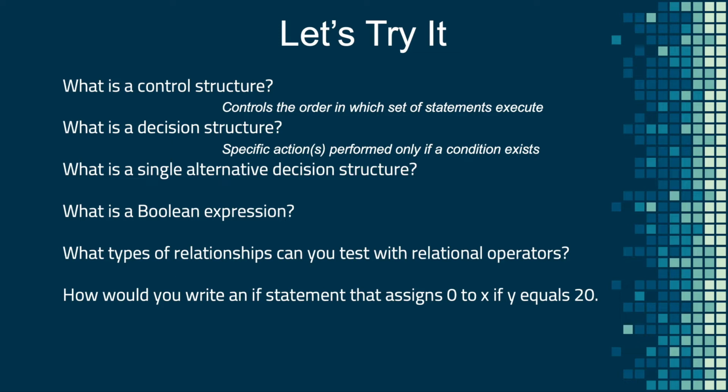So what is a single alternative decision structure? And what is an example of one? It's a decision structure with one alternative path of execution. In this case, for us, it is the if statement, because it only has one alternative path. We either do the extra code or we don't add that extra code.